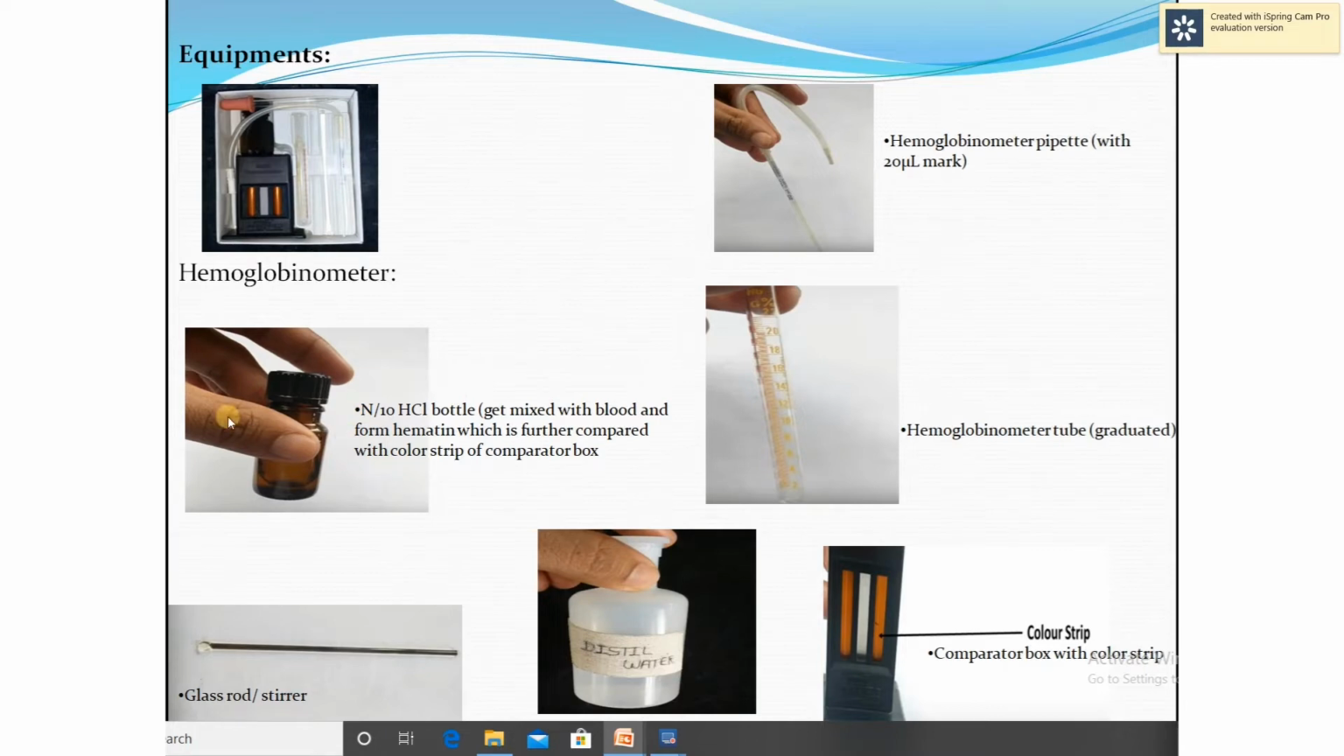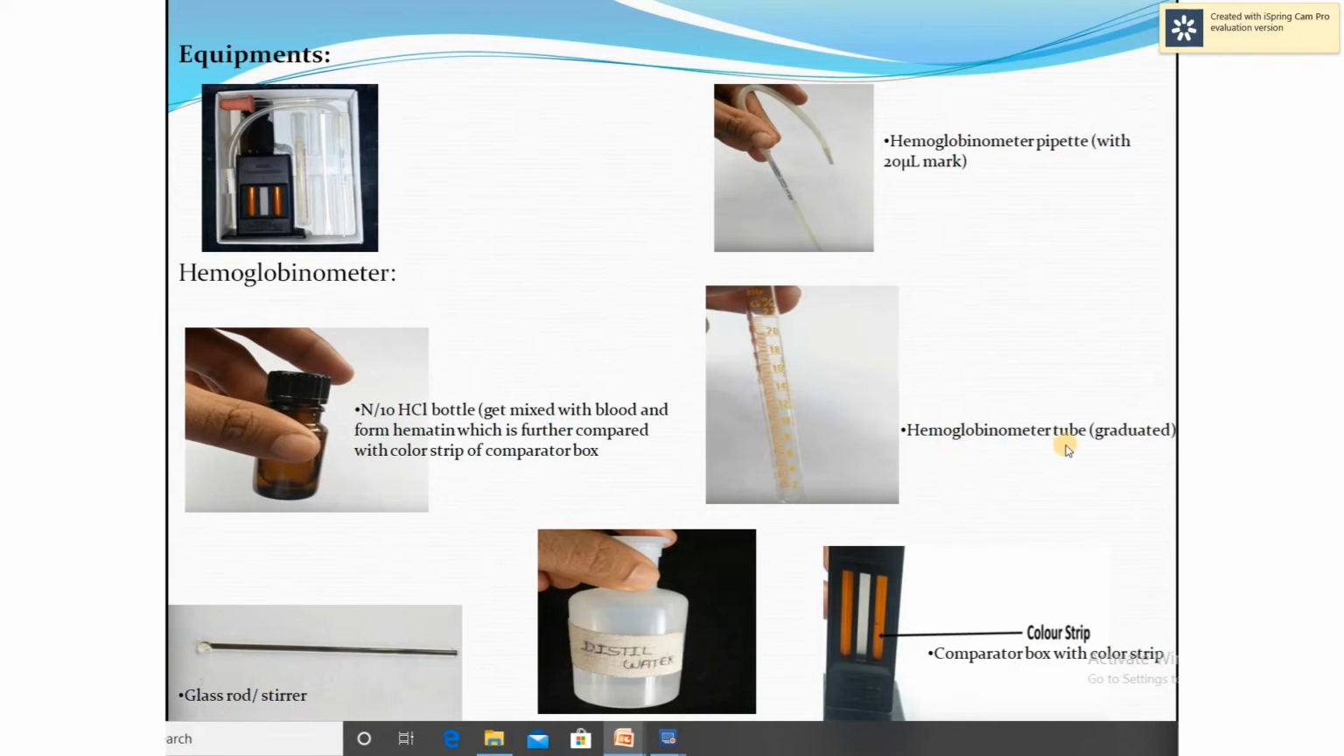This is a bottle in which N/10 HCl is filled. N/10 HCl is required because it gets mixed with blood and forms hematin, which is further compared with the color strip of the comparator box. This is the comparator box I was talking about. These are the color strips in the comparator box, which are compared with the hematin.